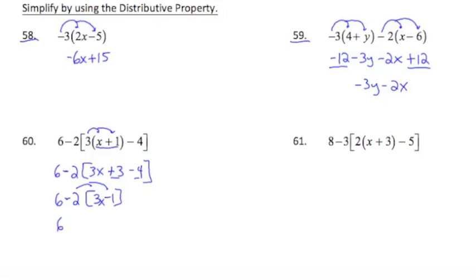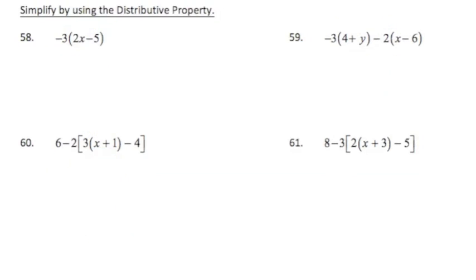So let's see, we'll have 6, then we'll have negative 2 times positive 3x would give us negative 6x, and then negative 2 times negative 1 would give us positive 2. And now I look again, I have some like terms. I have a 6 and a positive 2 that I could combine. That will give me 8. And so I would write this as 8 minus 6x. I also could have written that as negative 6x plus a positive 8. So if you switched it around, that would be fine as well.